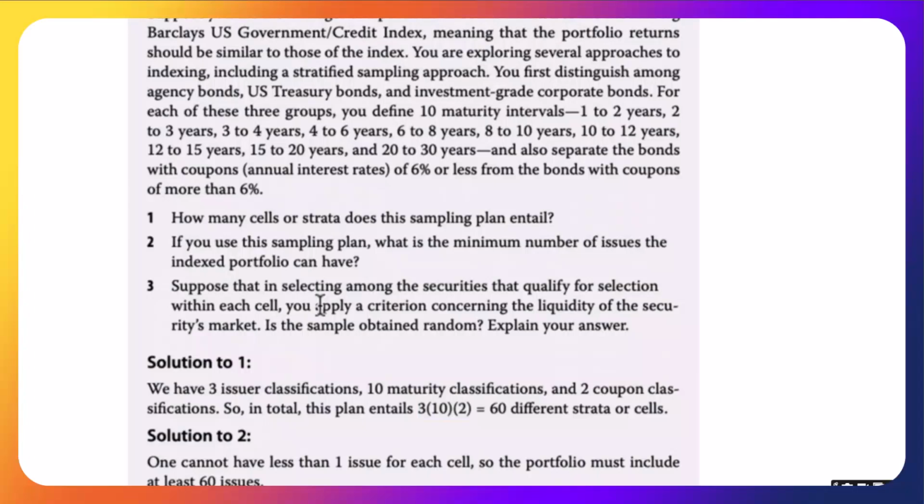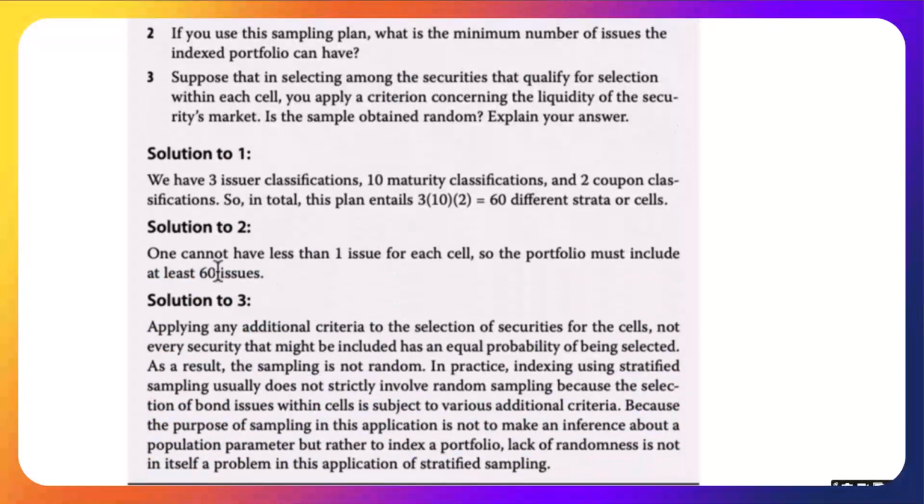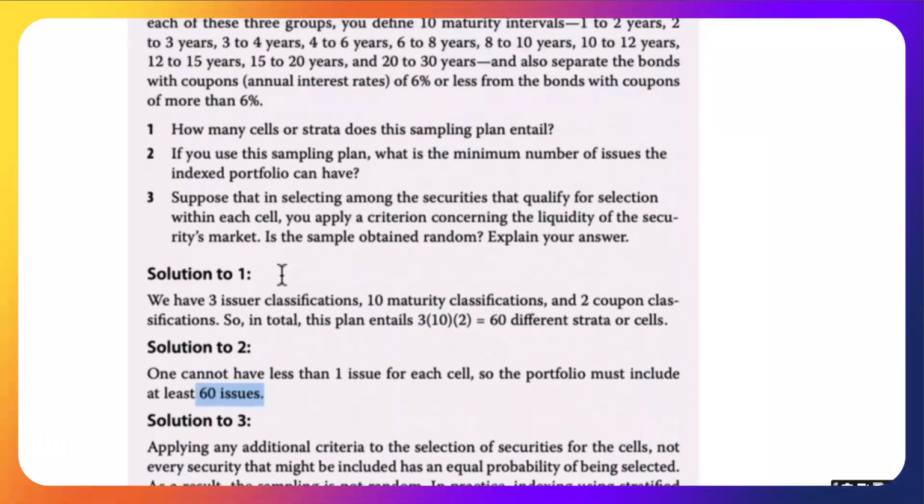If you use this sampling plan, what is the minimum number of issues the indexed portfolio can have? Well, we would sample from each subpopulation. The minimum number that we can sample is 1, so the minimum number of bonds that our portfolio will have will be 60. At least 60 issues.